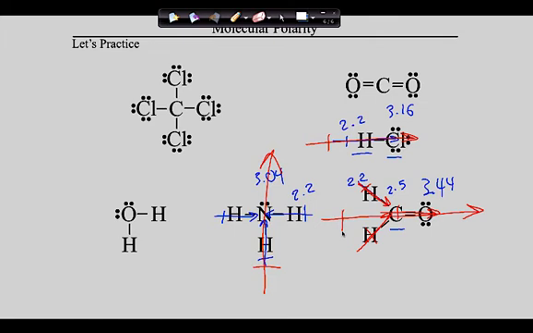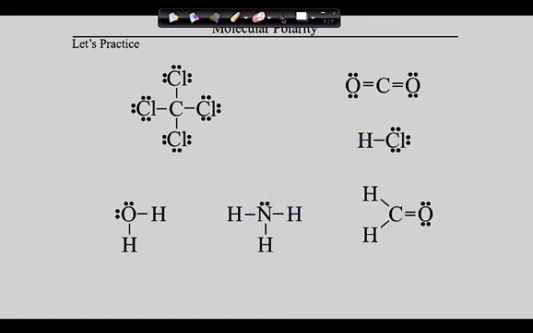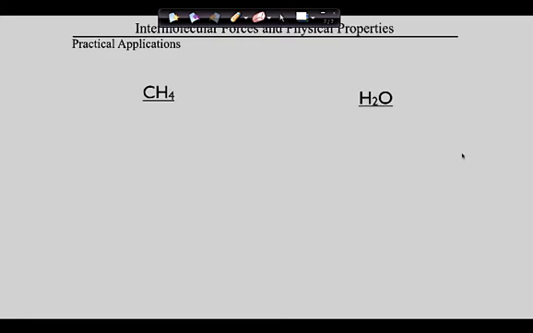So now that we have an understanding of how to identify the polarities of molecules, we now need to talk about, for the rest of this video, how that changes the behavior of these molecules. So what we're going to do is take a look at a couple examples, and then look at how these molecules behave differently based upon their polarities.